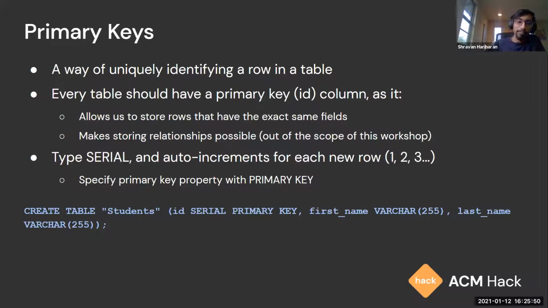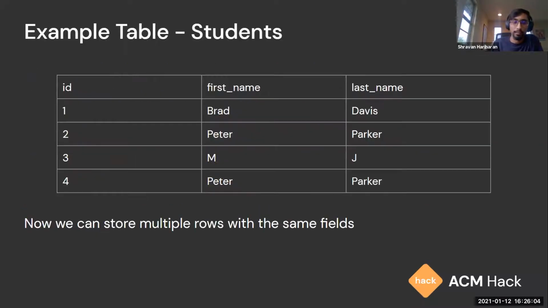So here's a better query that we have. We create a table with the ID column, a first name, and a last name. And we have to specify serial primary key as the type and the constraints. So here's an improved version of our table. Now we have an ID column and we can store multiple rows and hold the same rows of information.